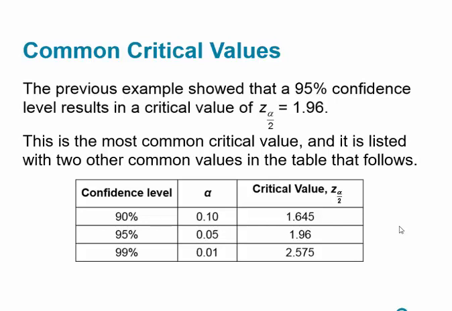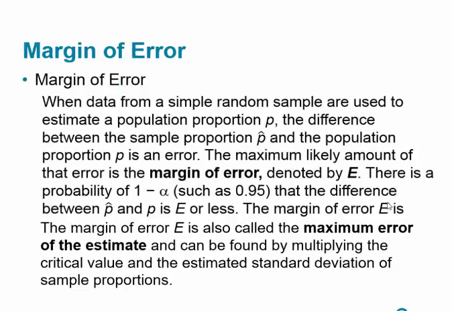Now, some of the most common critical values are here. 90% confidence, or 10% alpha, is 1.645. A 5% alpha, a 95% confidence level, is 1.96. An alpha of 0.01 has a confidence level of 99% and a critical value of 2.575.